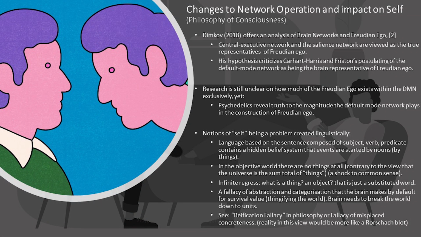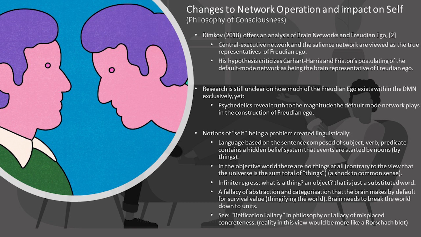In 2018, Dimitrov offered an analysis of that paper, and he saw that the central executive network and the salience network were to be viewed as the true representatives of Freudian ego. And his hypothesis criticized Carhart-Harris and Friston's postulation of the default mode network being the brain representative of Freudian ego. So research is still unclear on how much the Freudian ego exists within the DMN exclusively, yet psychedelics reveal to some magnitude the role the default mode network plays in the construction of some kind of Freudian ego.